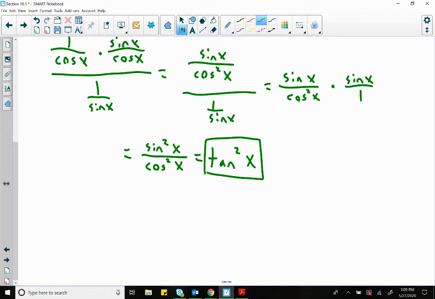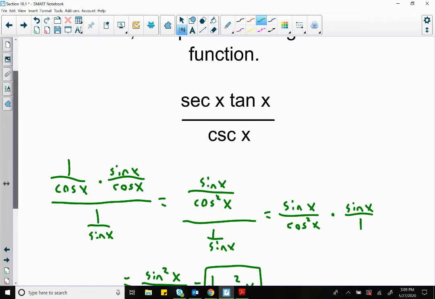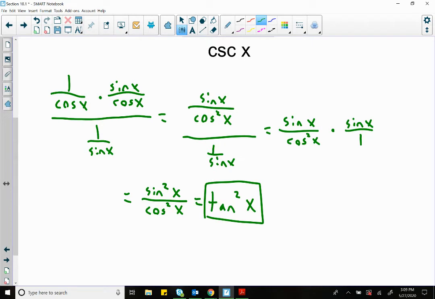We could have done other work. There's nothing wrong with that. We could have done lots of manipulation to this. There's lots of ways. And it's all about just playing around with the identities that you know. And again, right here, I just changed everything to sines and cosines, and then everything else was algebra skills until the end when I used an identity. That's all that I used on here.